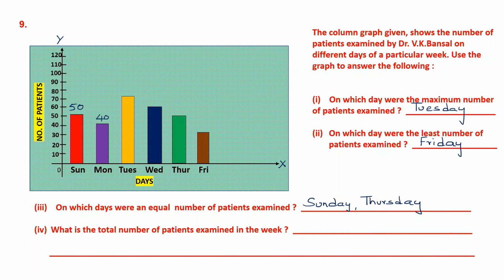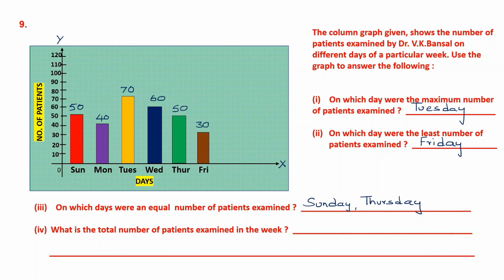Use your ruler, place it in such a way that the topmost portion of the bar graph is touching the y-axis. So you get an idea. You get the correct number, 70. Then on Wednesday also we have a little more than 50 there, so that is 60. Remember, Sunday and Thursday are the same, so that's 50. Now Friday is 30. So we're going to add up all these and see.